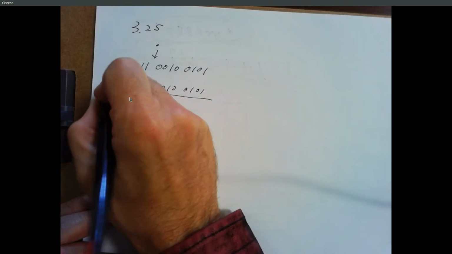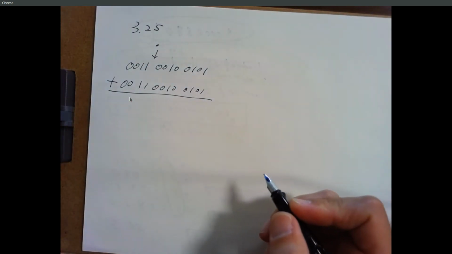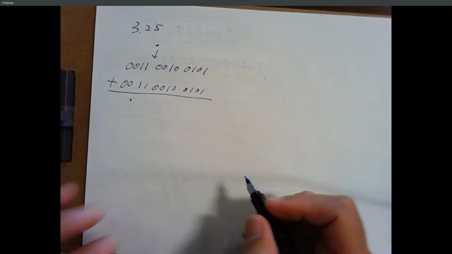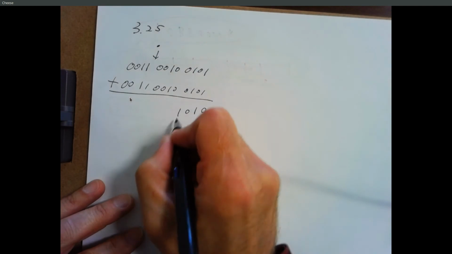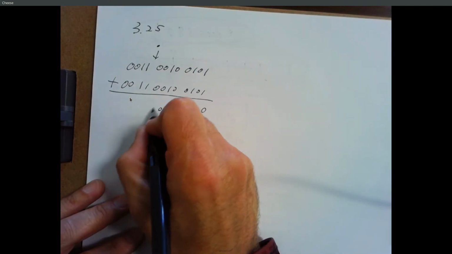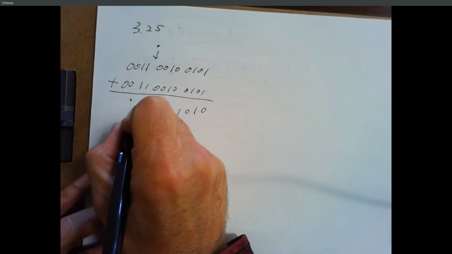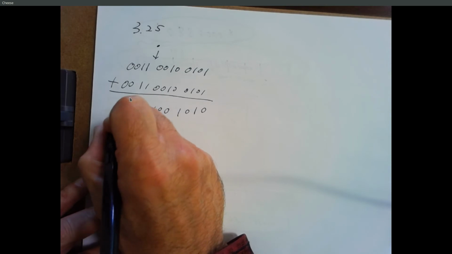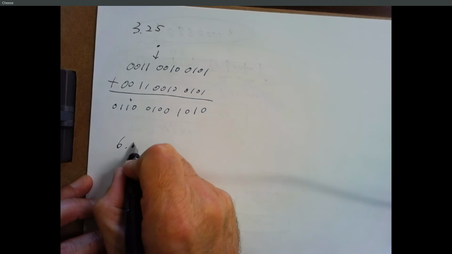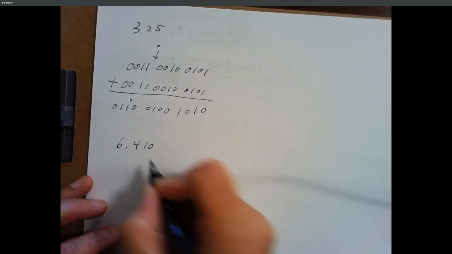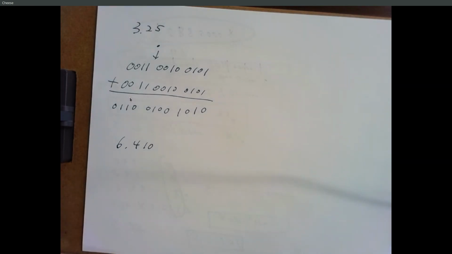Because if I try to add 3.25 and 3.25, I'd like to get 7.5, right? What do I get? 1 and 1 is 0. 1, 1 and 1 is 0. 1, 0, 0, 1, 0. 0, 1, 1, 0. Which looks like 6.410. Because 1, 0, 1, 0 is the number 10. And that's not right by any measure.